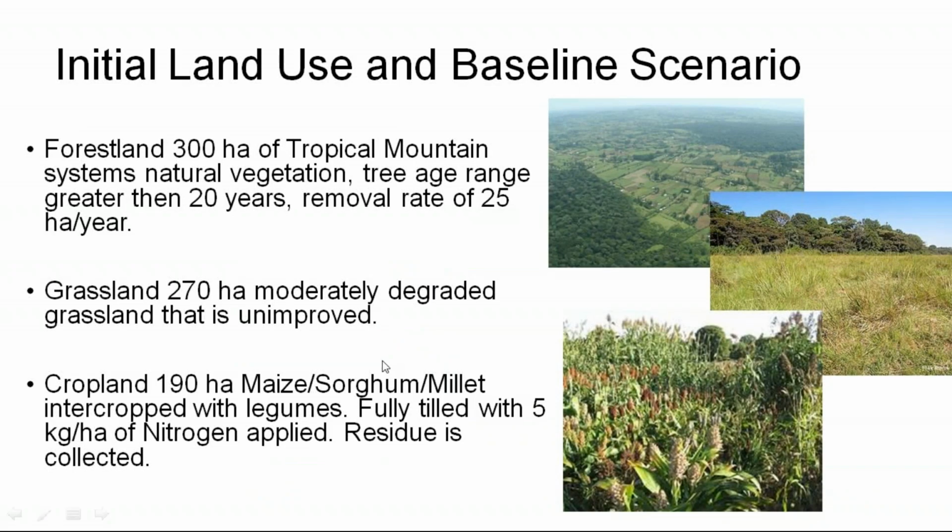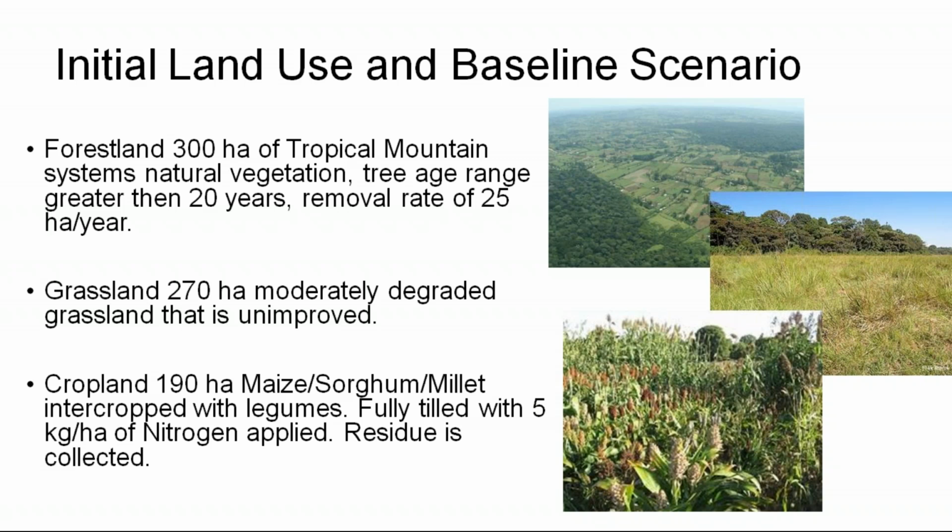Okay, so in this case, our initial land use and our baseline scenario are going to be the same. So we are going to make the assumption that things as they are when we get there in year 0 will carry on as they are over the next 10 years under our baseline scenario. So we start off with forest land. We have 300 hectares of tropical mountain systems. This is natural vegetation because it's natural forest. All of our trees are greater than 20 years old, and they're actually being removed at a rate of 25 hectares per year. So that's our deforestation rate.